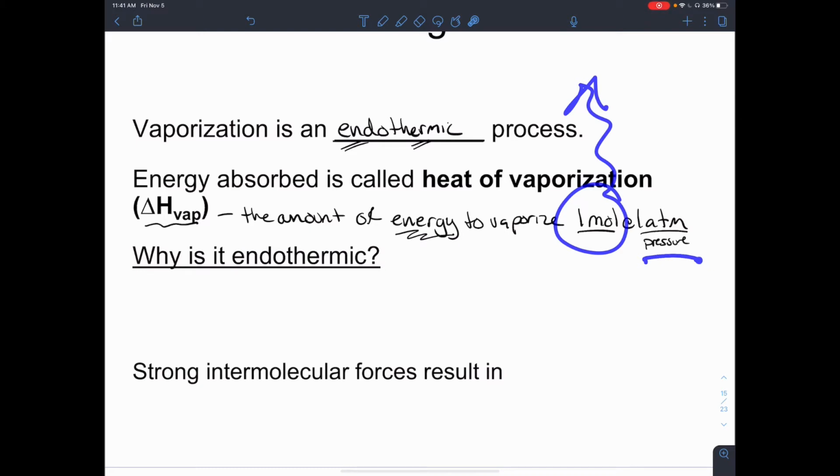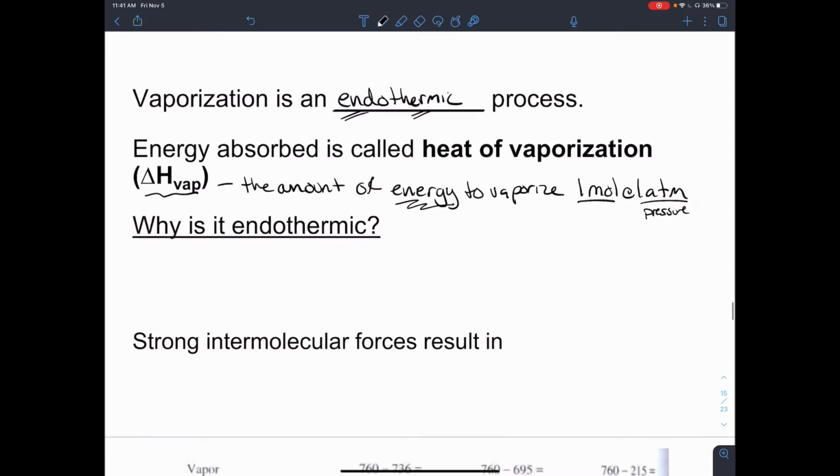1 atmosphere is sort of the typical pressure at sea level, which is approximately where we live. If we lived on a mountain, pressure would be lower. If we lived in a valley, pressure would be higher. But we typically think about 1 atmosphere as being normal at sea level.